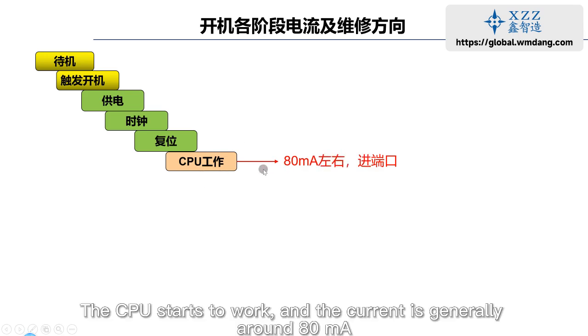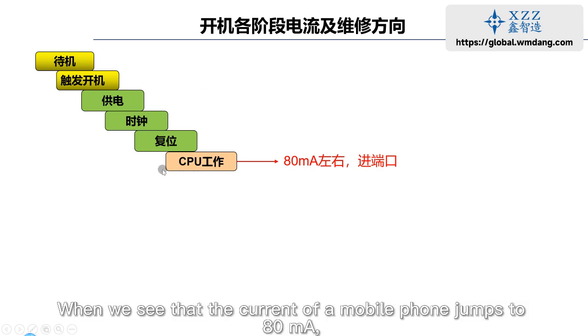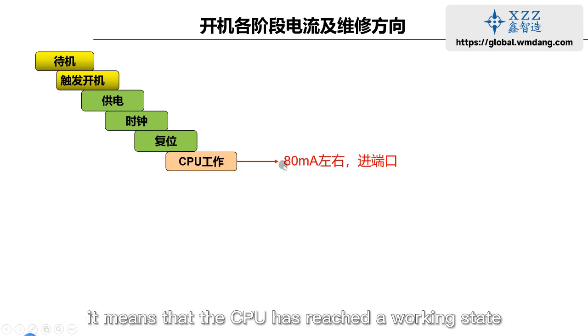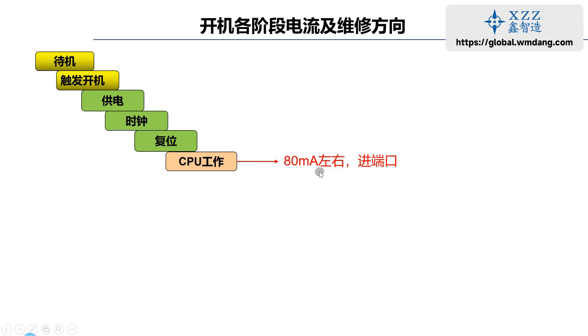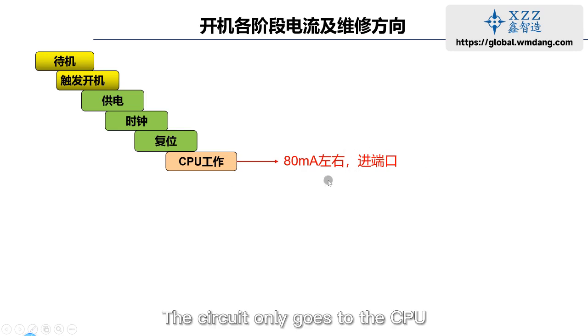The CPU starts work, and the current is generally around 80 milliamperes. When we see that the current of a mobile phone jumps to 80 milliamperes, it means that the CPU has reached a working state. Of course, 80 milliamperes is the state of an import mode of the CPU. The circuit only goes to CPU.